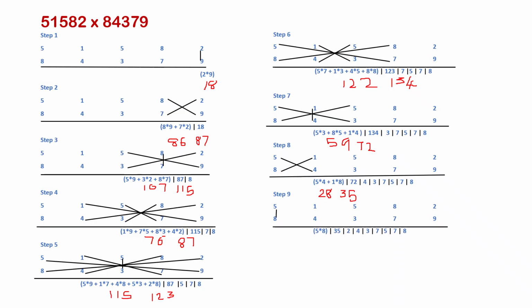First digit will be multiplied vertically. 5 fours are 20, but I have a carryover of 3 from the previous digit, so it will become 43. Adding the carryover, the answer will be 43. So what will be the answer? 51,582 into 84,379 is equal to 4,352,437,578. Okay, this is the answer of this five digit number.